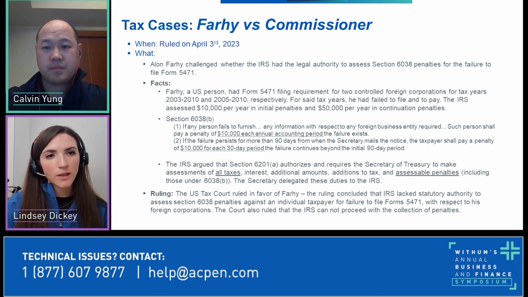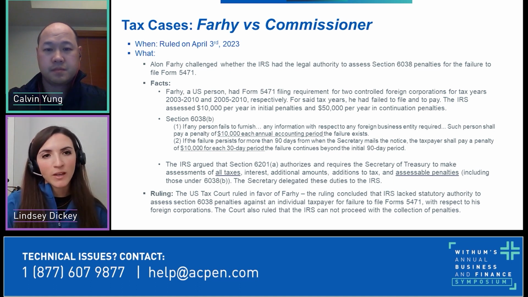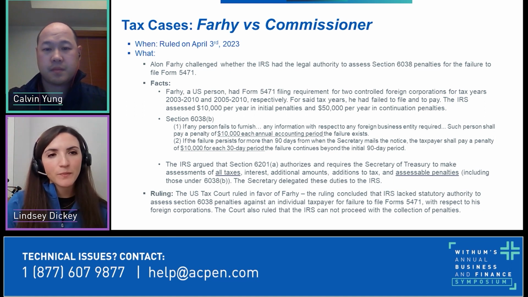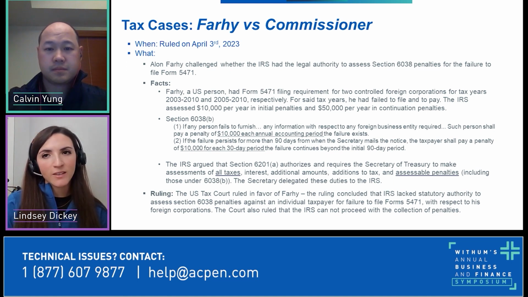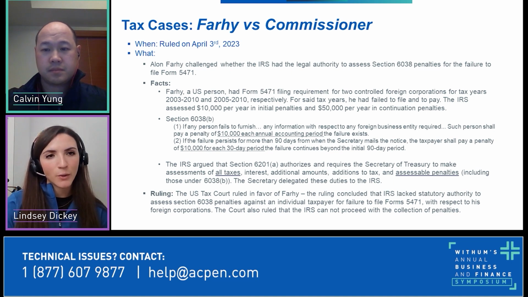Under Section 6038, his failure to file and pay resulted in the IRS assessing a penalty of $10,000 per year in initial penalties, as well as $50,000 per year in continuation penalties. So we had quite a large bill here. The issue is where Farhy makes the argument that these penalties are not assessable by the IRS, which is really a result of his view that there's a deficiency in the code. So you'll see Section 6038 there, indicating the penalties for failure to furnish information with respect to a foreign business entity.